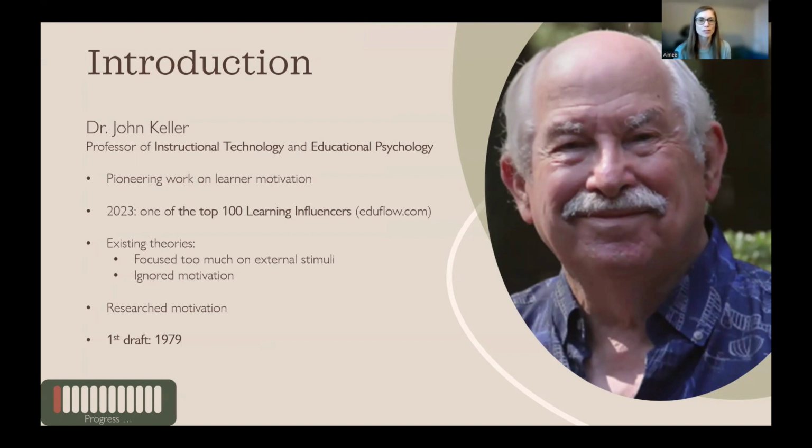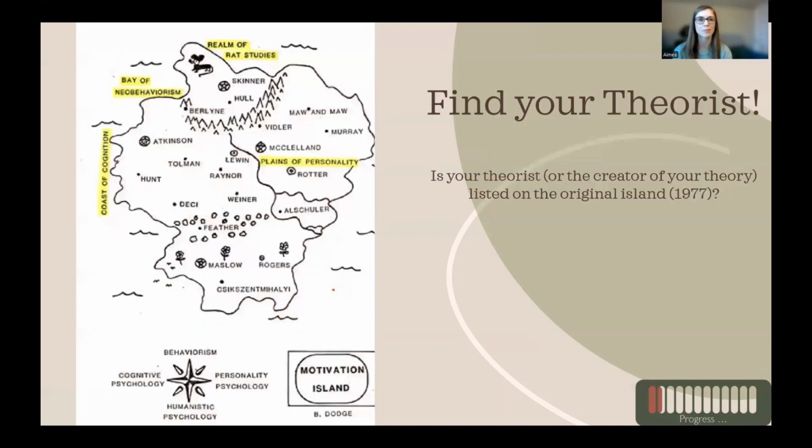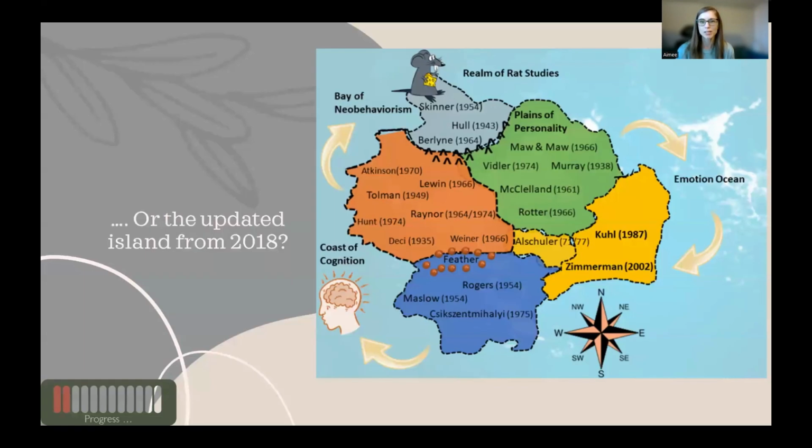So one of his students developed this map, and this shows the combined schools of thought that influenced the ARCS model. You see behaviorism and cognitivism represented. If you want to take a moment, you can pause the video and see if you can find your theorist. This is the original island from 1977, and they updated it in 2018 because Dr. Keller has continued to update his model. Here we have the emotion ocean has been added, and the theorists Cole and Zimmerman.